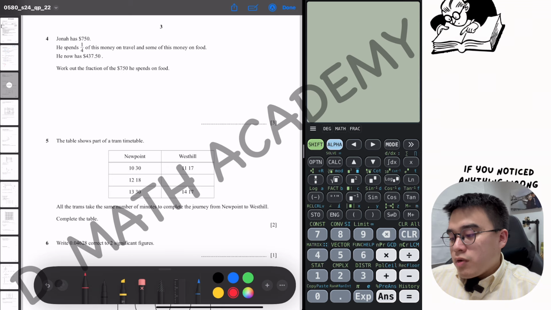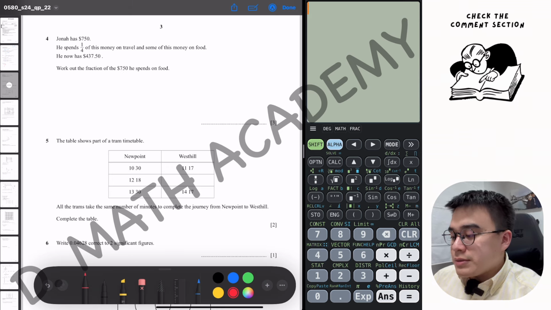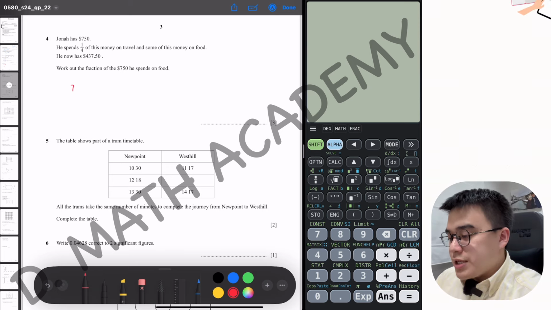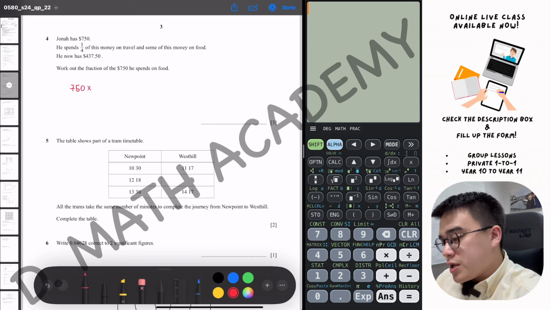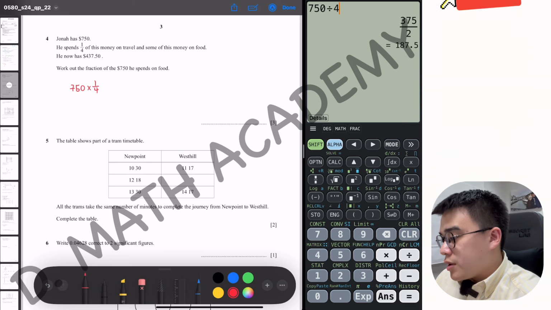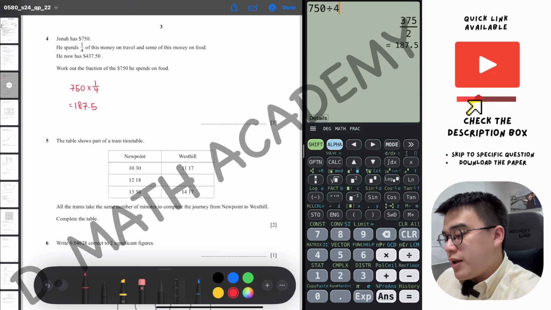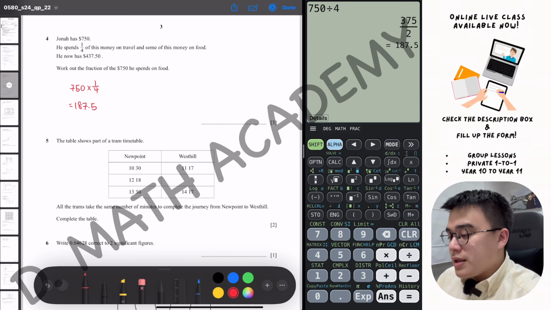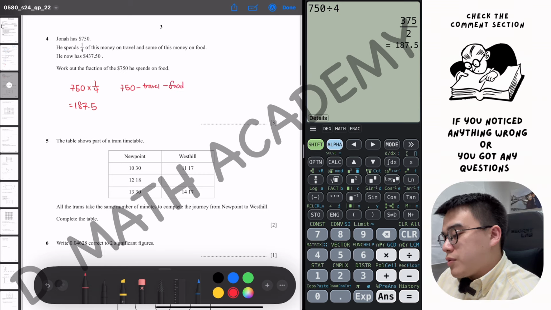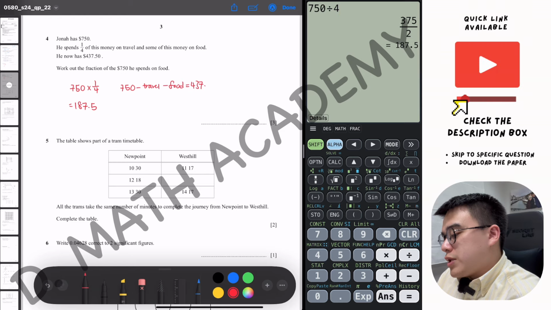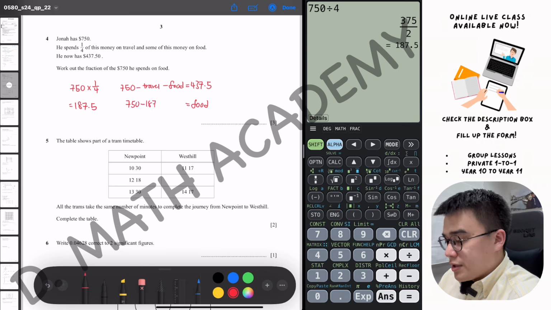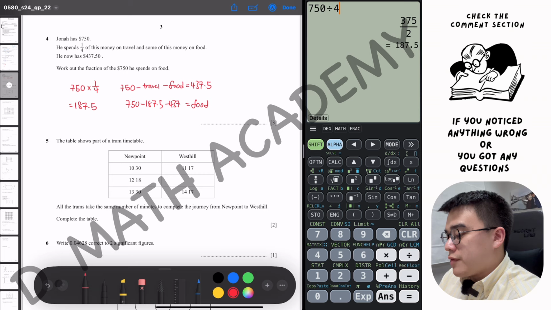Jonah has 750. He spent 1/4 of the money on travel, some of it on food. So we have to find, how much did he spend first on travel? So 750 times 1/4, you will get 187.5. To find the money that he spent on food, we take 750 minus travel minus food equals 437.5. And when you make food the subject, you will get 750 minus 187.5 and the balance of 437.5.